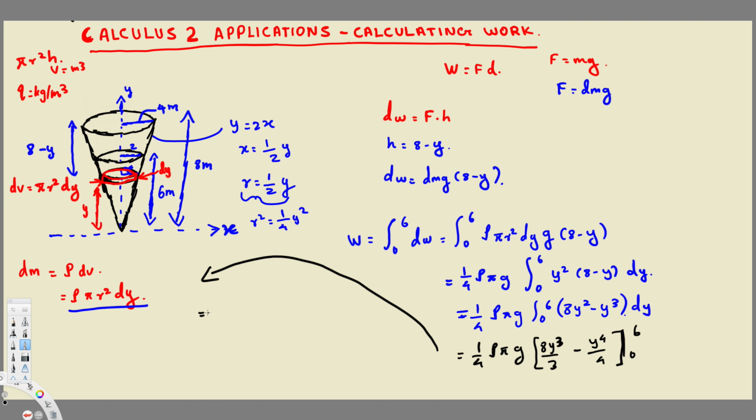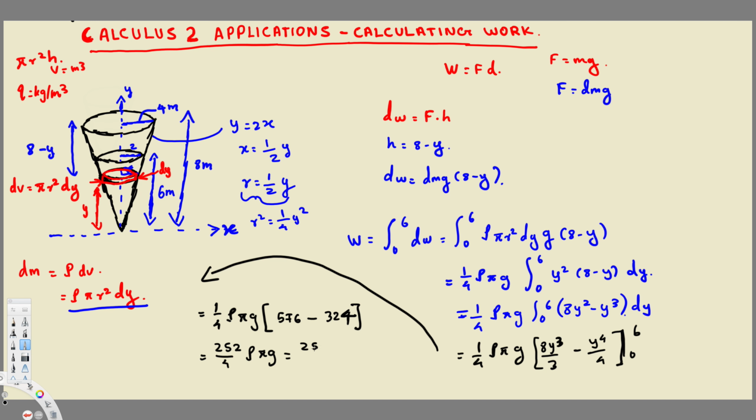We have 1 over 4 rho pi g. First we substitute the 6, and if you calculate this value, you get 576 minus, for 6 to the power 4 divided by 4, 324. If you substitute 0, that's 0, so subtracting 0 makes no difference and I just omit that part. We are only going to have this part, and if you calculate this, it is 252 divided by 4 rho pi g, and rho is the density of water.